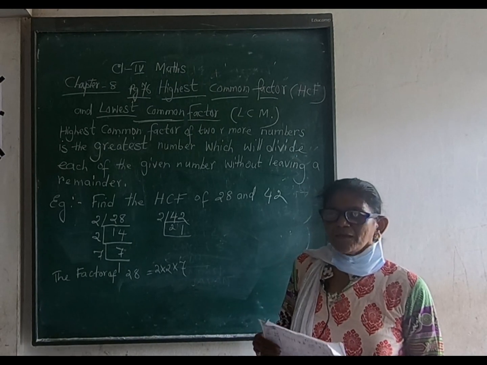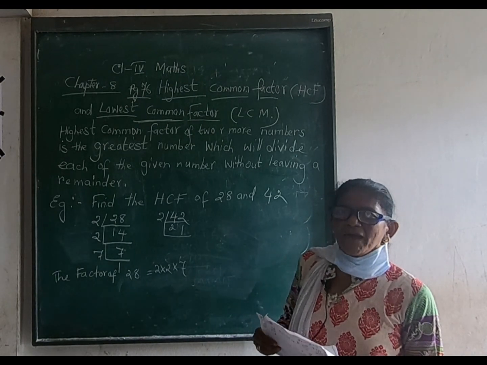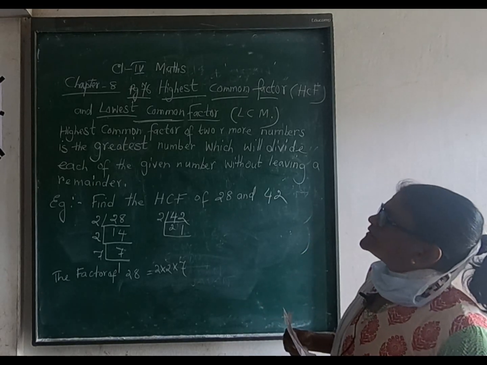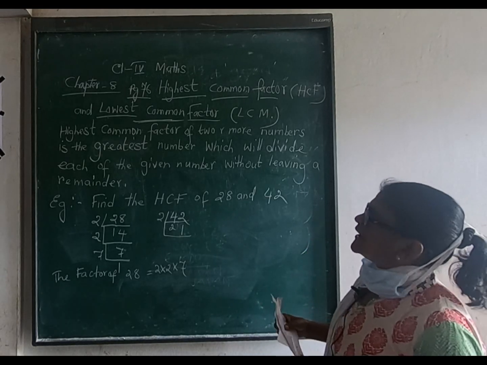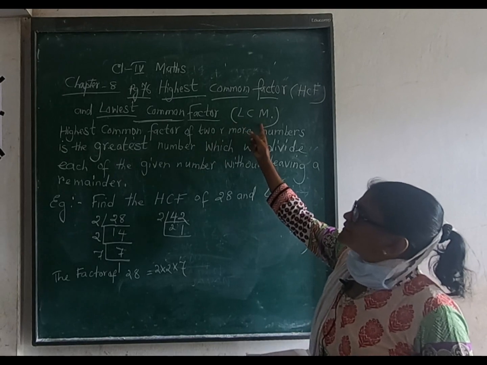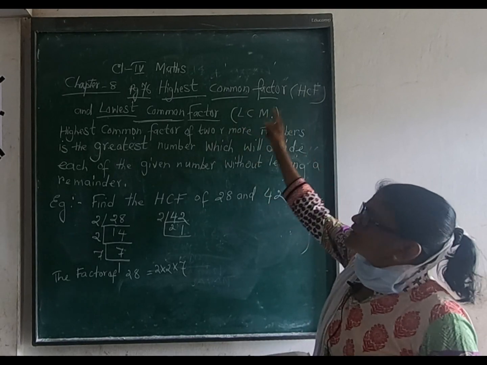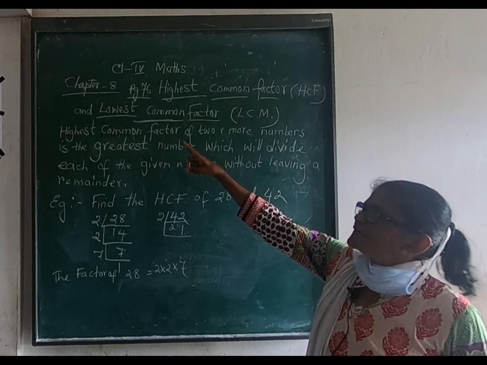And so today I would like to teach you class 4 maths. The chapter is highest common factor and lowest common multiple, that is HCF and LCM. The chapter is chapter number 8.